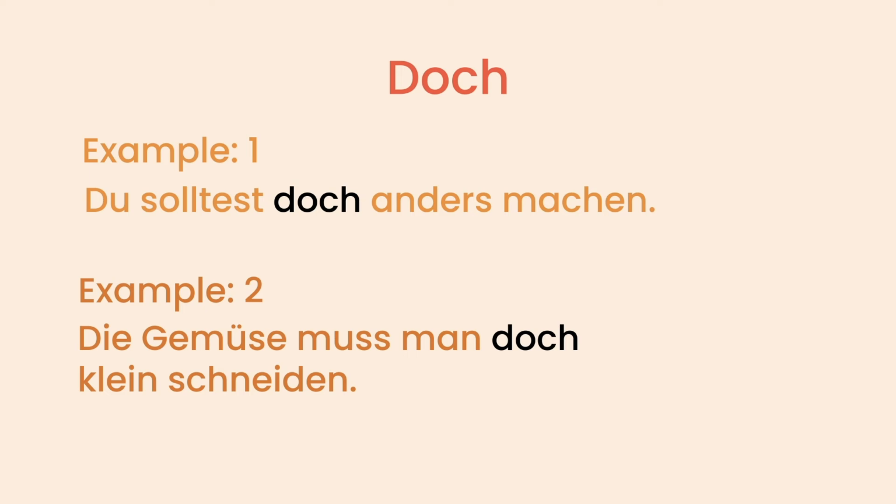When I say to somebody, die Gemüse muss man doch klein schneiden, probably the person is not doing it right. Probably the person is cutting them in really big chunks, and this is what you want to tell. Don't do it this way. They have to be done more in this manner. So this is where doch comes into the picture, which makes it more clear that not this, but the other way around is the correct way of doing it.